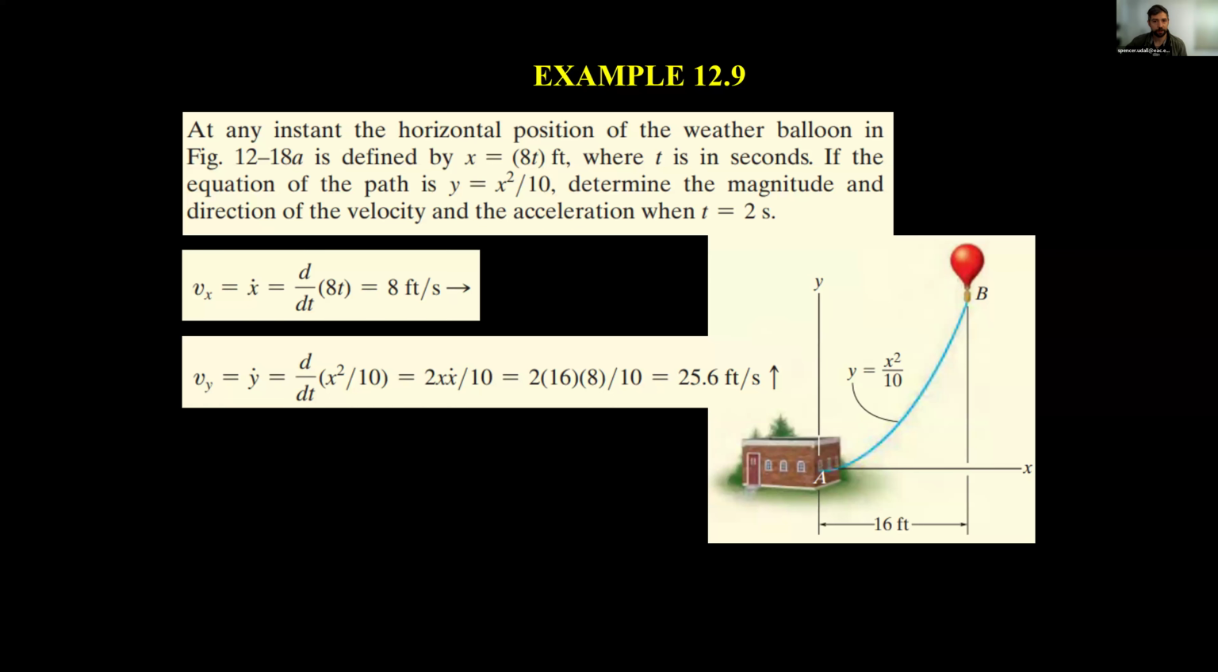So then we plug in what we know. We know at 2 seconds, x would be 8 times 2 if we plug it into the x equation over here, and so that would give us 16. They plug that in for x. And then we know x dot is always 8 feet per second, a constant velocity. So we plug that in for x dot, all divided by 10. We got 25.6 feet per second going up.